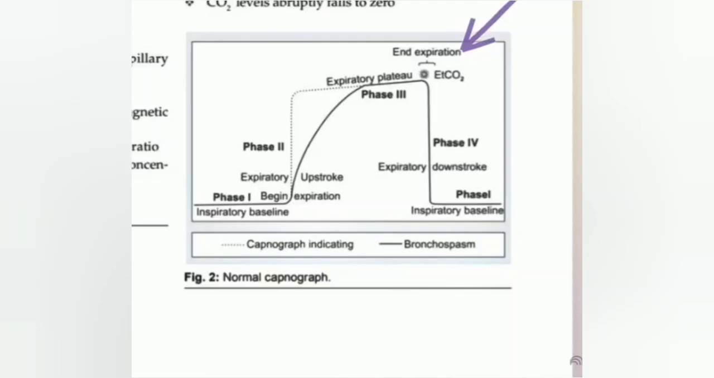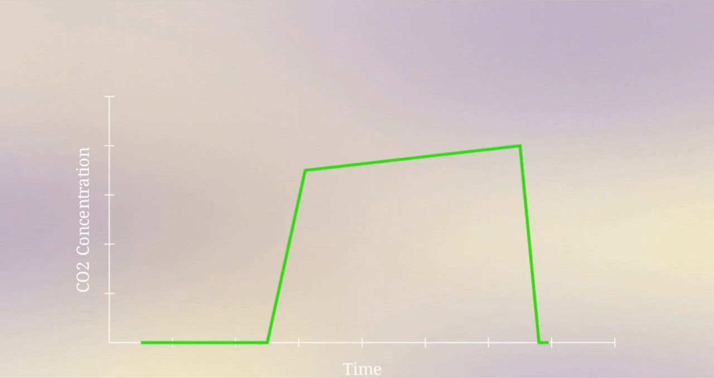The absolute end of phase 3 at point D is the end tidal point. This single point represents the highest concentration of exhaled CO2 before the next breath begins. Phase 4 is the inspiratory downstroke. This represents the immediate drop as the patient inhales fresh CO2-free gas, causing the measured levels to abruptly fall back to zero.